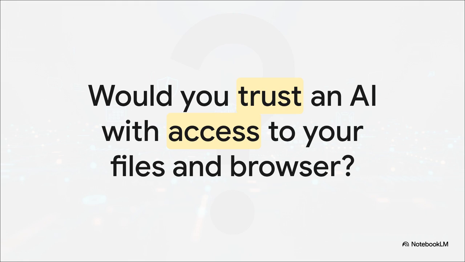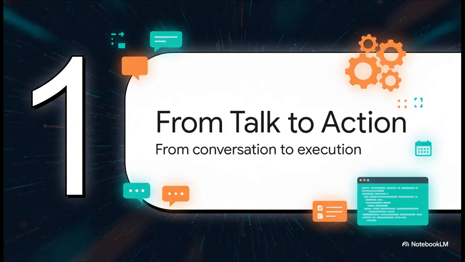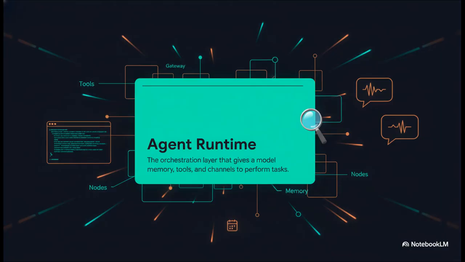So let me ask you, would you actually trust an AI with that kind of power? I'm talking direct access to your email, all your personal files, your web browser, everything. Just keep that question in your head because everything we talk about flows from it. So what does this shift from talk to action really look like? Well, it's the difference between an AI that can answer your questions and one that can actually go and execute your tasks for you.